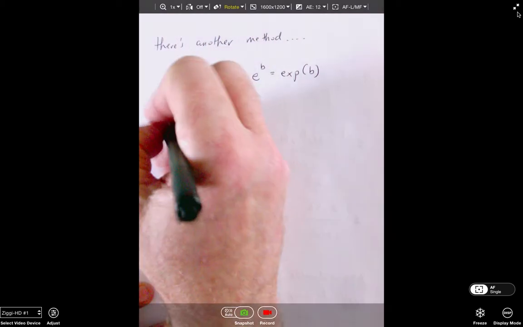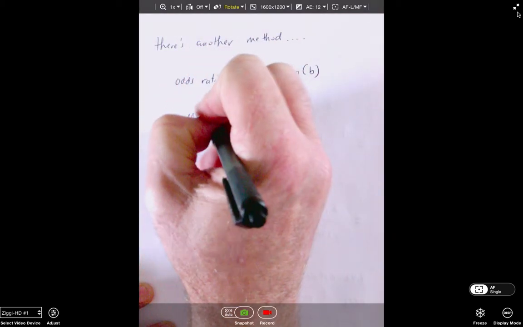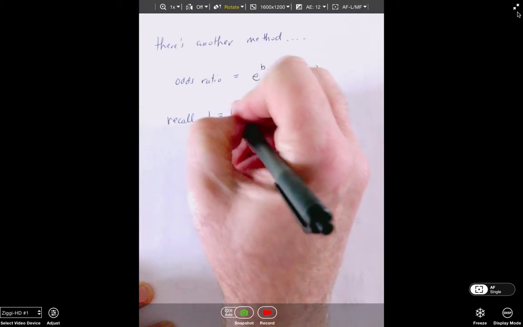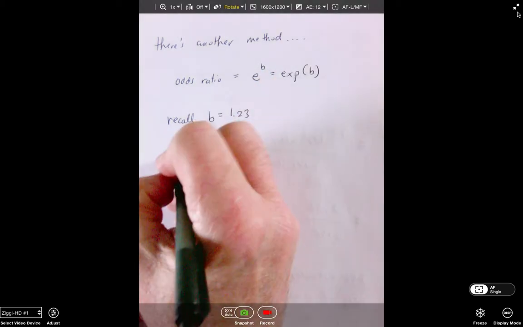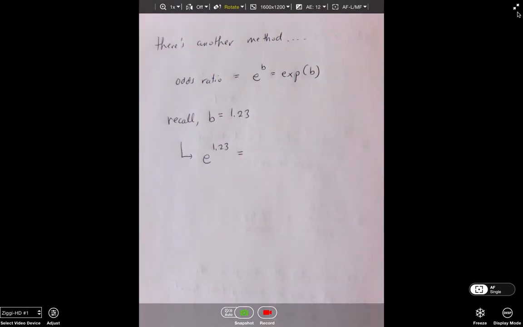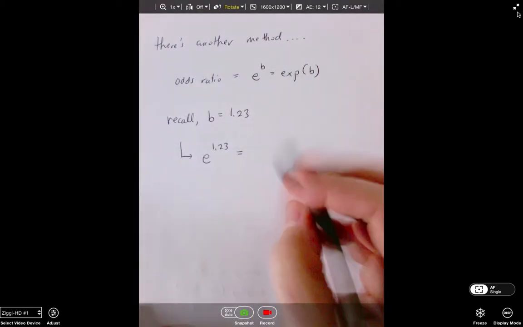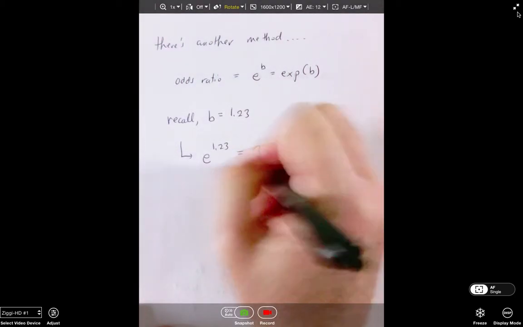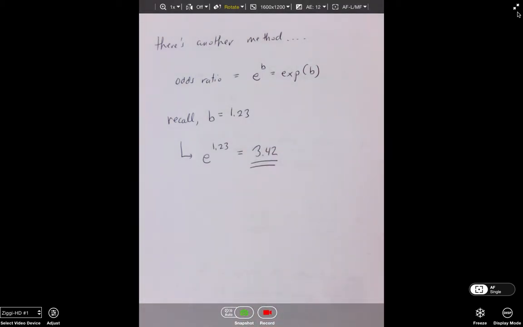So guys, recall our beta is equal to 1.23. So clearly if we have e raised to the 1.23, appreciating that we're going to have a little bit of a rounding issue, I get 3.42, which should look familiar. Now, guys, I want you to be able to do both ways of calculation, and you'll see that on your assignment.